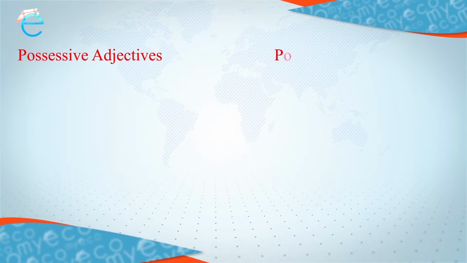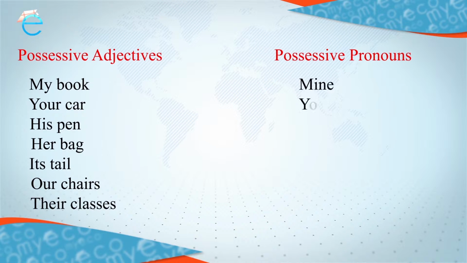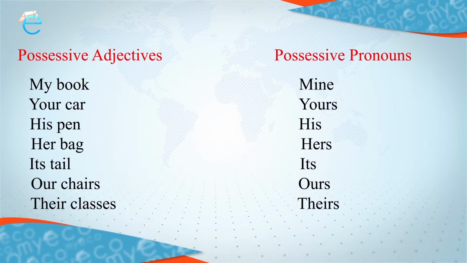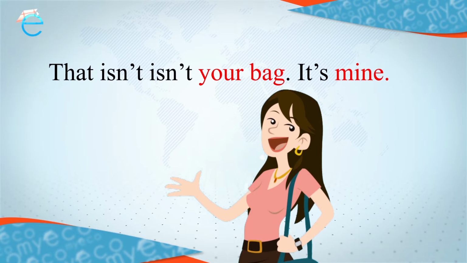Here are some possessive adjectives. My book, and the possessive pronoun is mine. My book is mine, and your car is yours, and his pen is his. Her bag is hers. Its tail is its, and our chairs are ours. Their classes are theirs. And if we want to compare two sentences, we can say, for example, that isn't your bag, it is mine. We can also say, it is my bag.